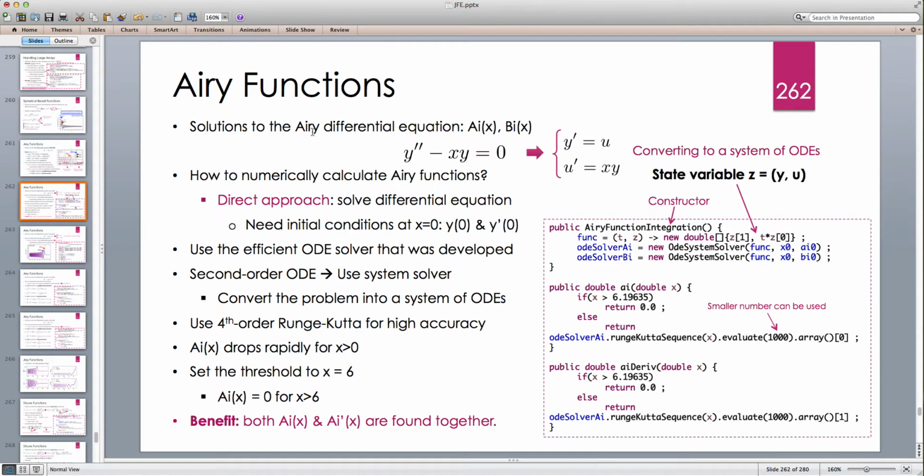And we already saw that we can directly use the solution of the ordinary differential equation. We transform this second order differential equation into a system of two first order ordinary differential equations. So y prime is u, our auxiliary function, and then u prime is xy. We saw how to set up the function for these two equations, and then set up the ODE system solvers for the Ai and Bi based on the respective initial conditions.